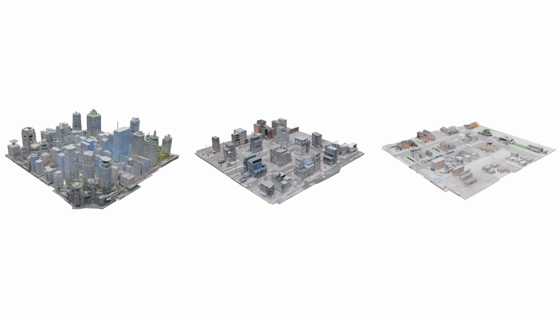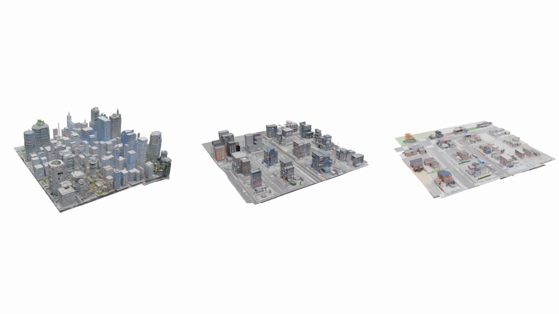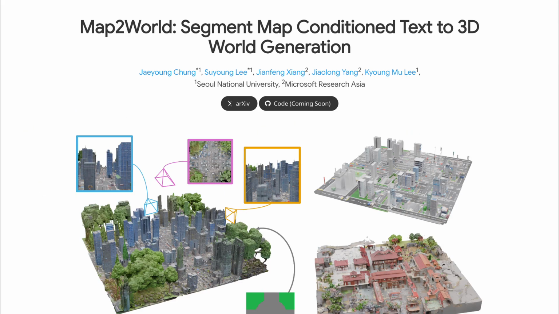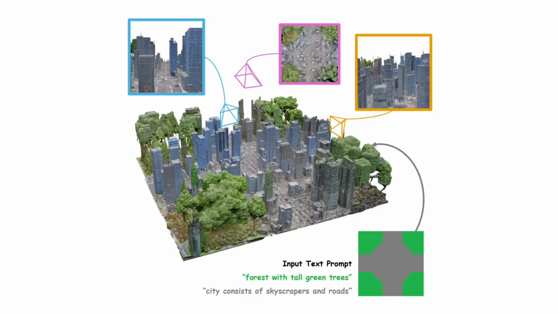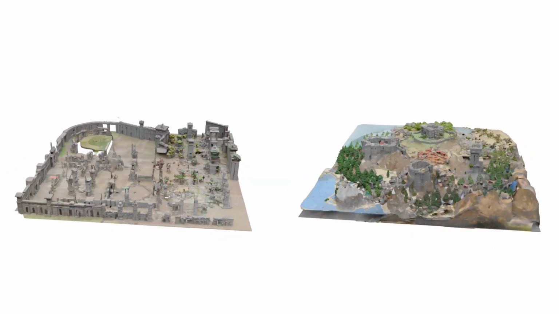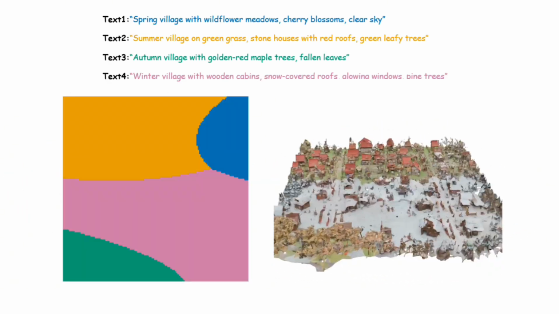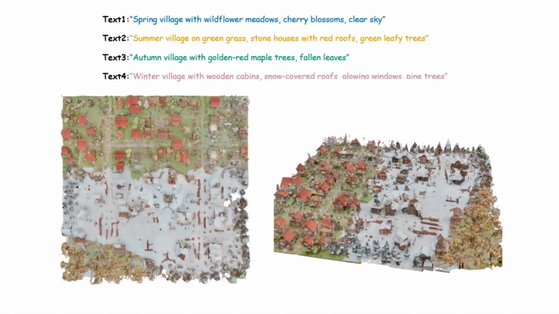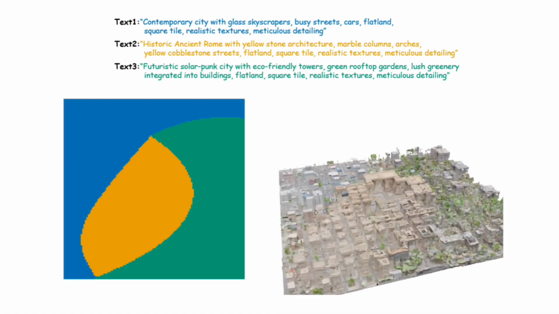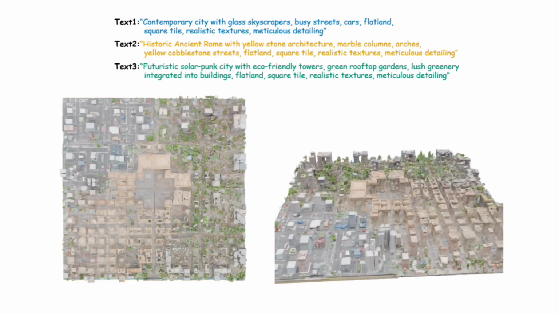This one's for the game developers and 3D creators. Map 2 World is a research project from Microsoft Research Asia that turns a simple top-down segment map and a text prompt into a full explorable 3D world. You draw a layout, color code the regions, and describe each one. Forest here, city there, ruins in the corner. It generates the whole scene consistently across the entire environment.